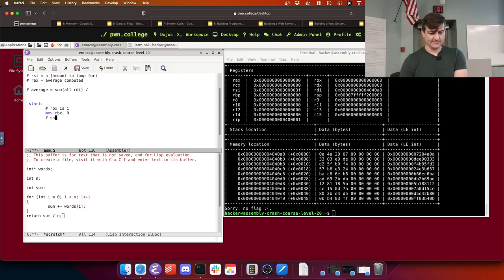I also need something to capture the sum. So what about RCX? What should my sum start out as? Zero. All right, and then what am I doing each time? Why are you moving zero to sum? I'm setting the sum to be zero. Oh, because sum is not a register. So that'd be RCX, thank you. Excellent, this is why it's super useful to do this in front of all these people.